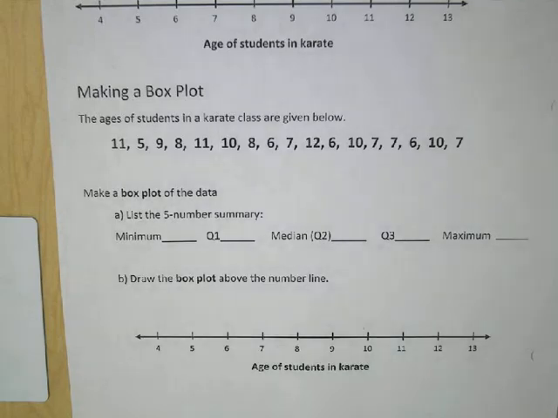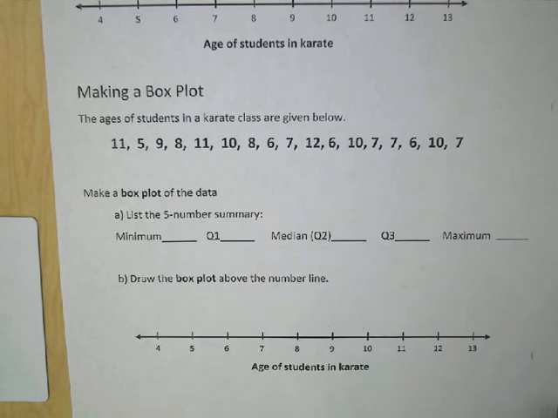Okay, now for the box plot. So what we do when we make a box plot is we take the data, and the first thing we need to do is put it in order from least to greatest, because then we're going to find the median, and then we're going to find the median of the upper half and the median of the lower half.